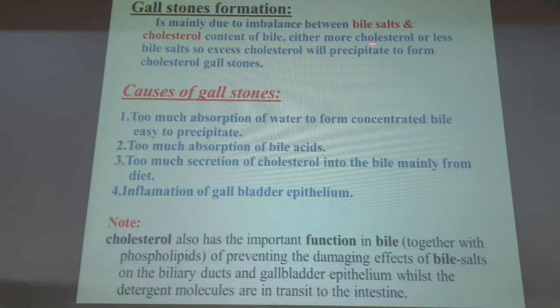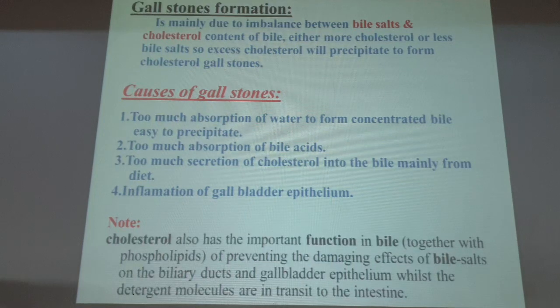There is an imbalance, either more cholesterol or fewer bile salts. So the excess cholesterol will precipitate and form crystals in the bile. Crystals can produce precipitation and larger gallstones, but usually cholesterol stones are smaller, multiple small ones. Bile salt produces stones, and there are also bile pigment stones, which occur with hemolysis.